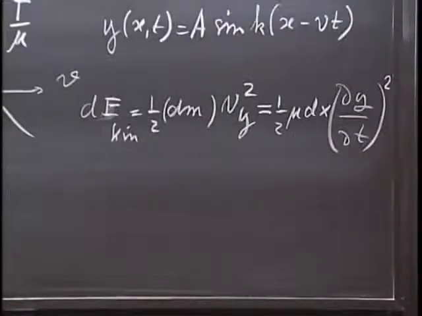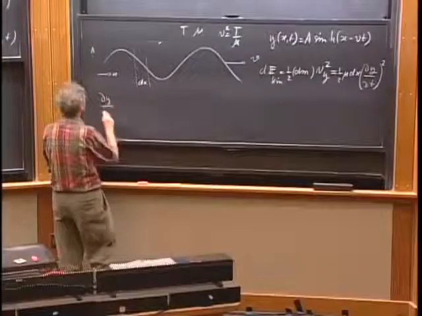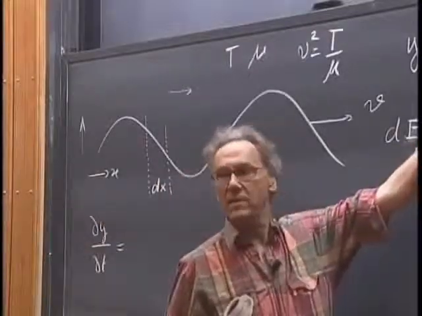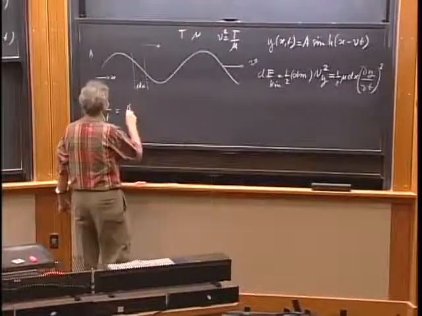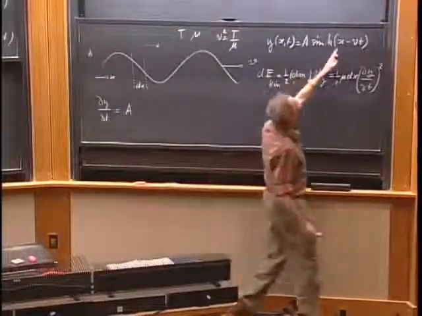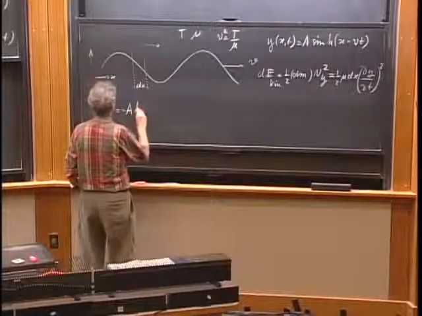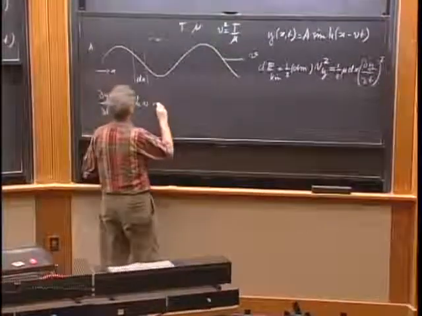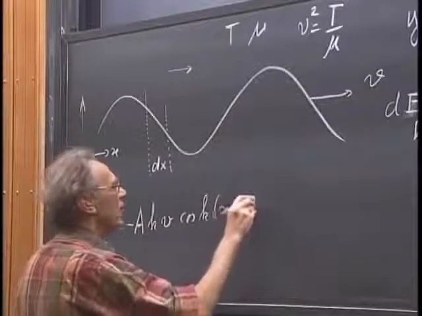So what is dy/dt? Well, that's easy. That's a piece of cake. There is my function. So I get an A. Then I get a k and a minus v. So I get a minus and a k and a v. And then the sine becomes a cosine. And so I get k times (x minus vt).